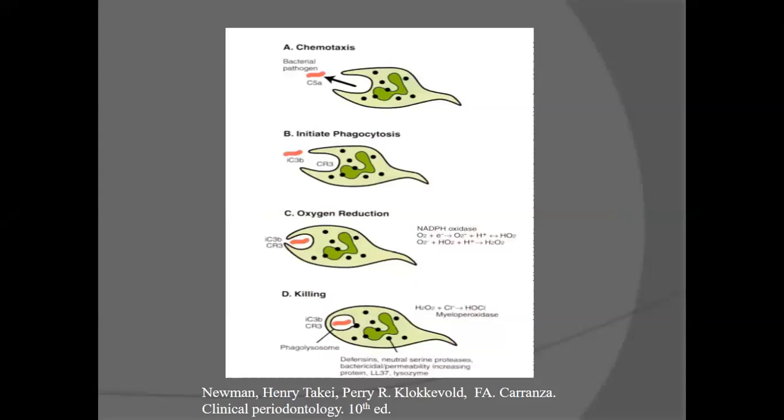This is how your phagocytosis happens. First, there will be opsonization, chemotaxis, phagocytosis. Phagosome fuses with lysosome and forms phagolysosome.